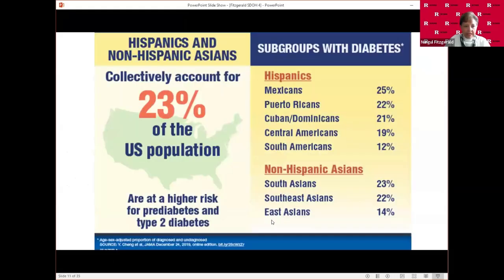So if we look at these racial diabetes disparities a little bit more in detail, Hispanic or Latino populations are not just one group, right? There are many different people coming from different regions. And as you can see, these are reflected in the diabetes numbers as well among Hispanics, Mexicans, Puerto Ricans, Cubans, Dominicans. They have much higher rates of diabetes prevalence.